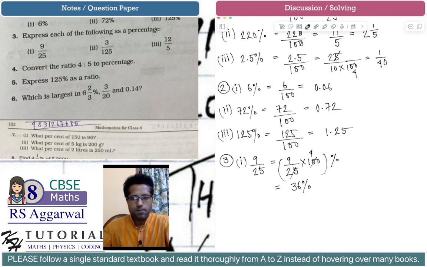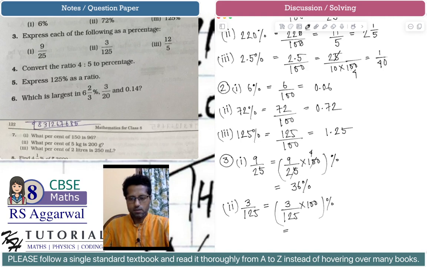Okay, part 2, the fraction is 3 by 125. When we convert this fraction to a percentage, we just multiply the fraction with 100. So it will be 3 by 125 multiplied by 100 percentage. So if you simplify, 25 cancels 125 with 5, 25 cancels 100 with 4. So this is equal to 12 by 5 percentage.